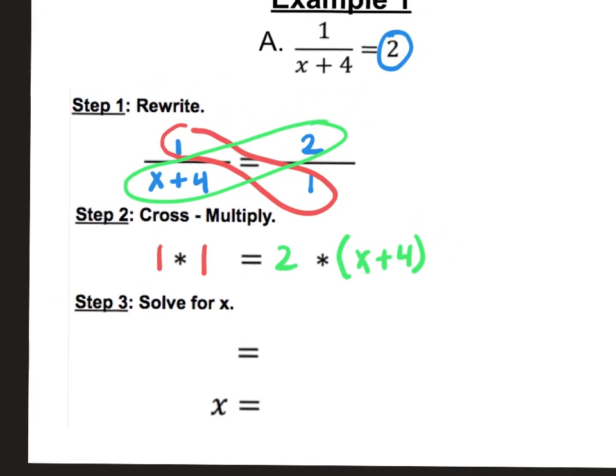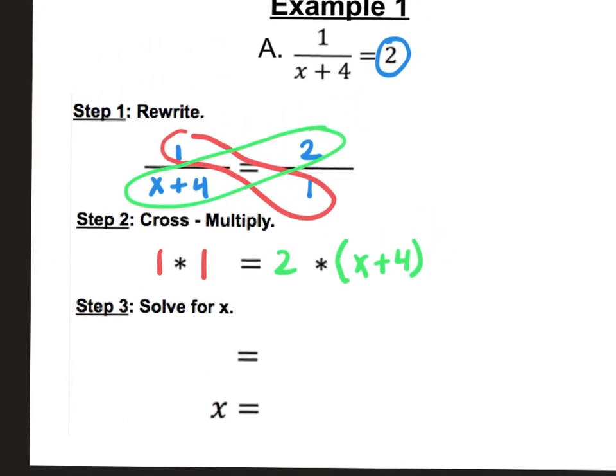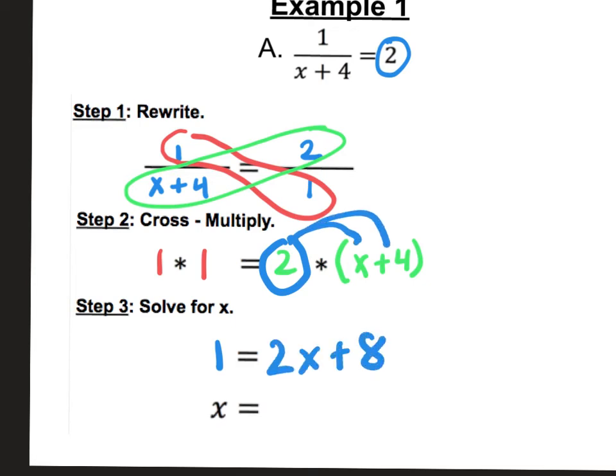From there, I need to solve for x. So the first thing I'm going to do is just simplify a little bit. 1 times 1 gives me 1. With my 2 up front, we're going to go ahead and distribute. So 2 times x gives me 2x, and 2 times 4 gives me 8. So now I have to get x all by itself and solve. I'm going to do that over here. So we have 1 equals 2x plus 8.